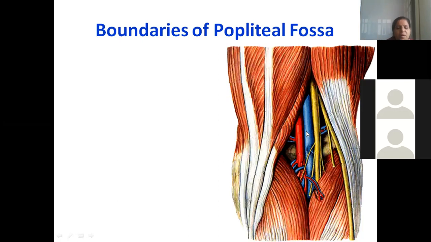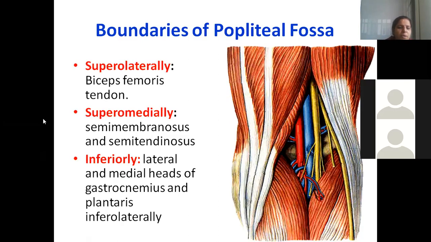Popliteal vein. Okay, fine. So whatever we have discussed is written here. Superolaterally is biceps, superomedially semimembranosus and semitendinosus. Inferomedially is the medial head, and laterally is the lateral head of gastrocnemius, which is supported by plantaris.